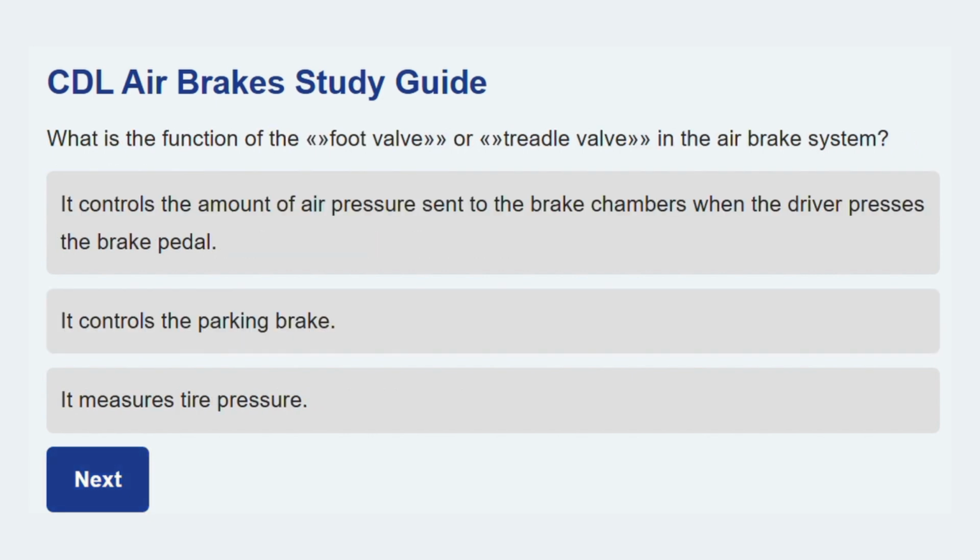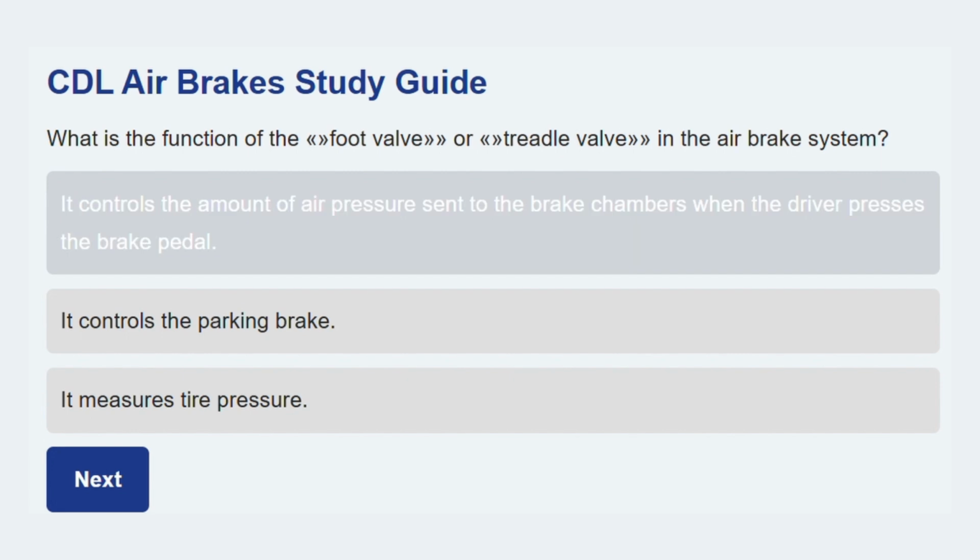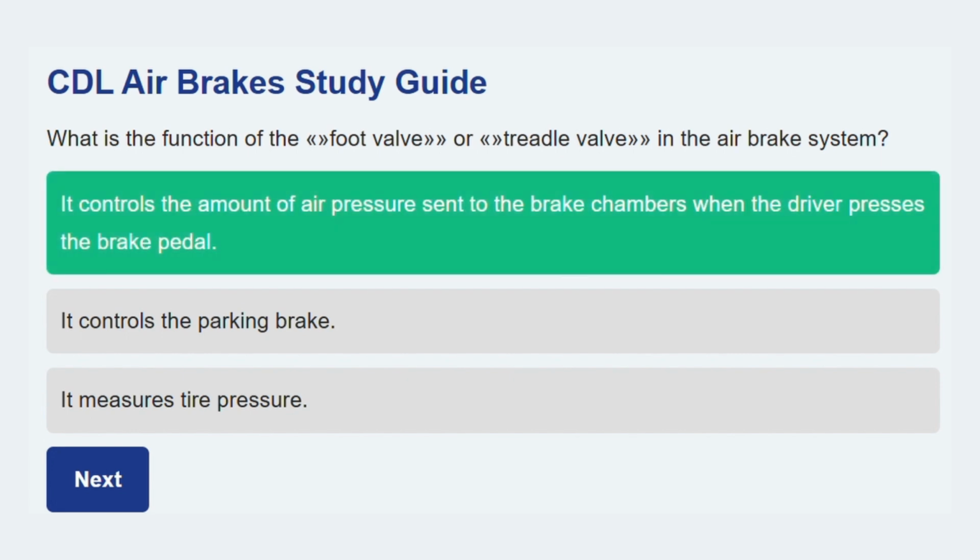Let's move on. What is the function of the foot valve or treadle valve in the air brake system? It controls the amount of air pressure sent to the brake chambers when the driver presses the brake pedal. This valve is your direct control over the service brakes.